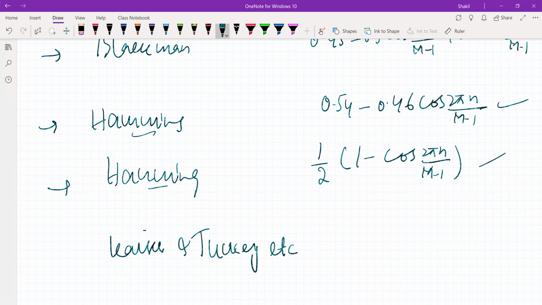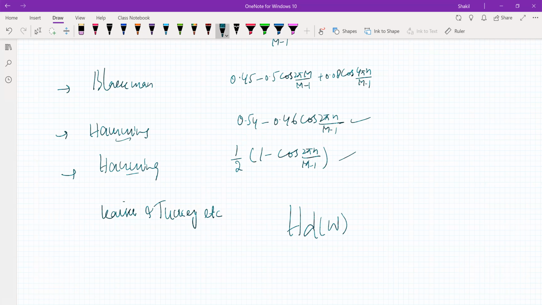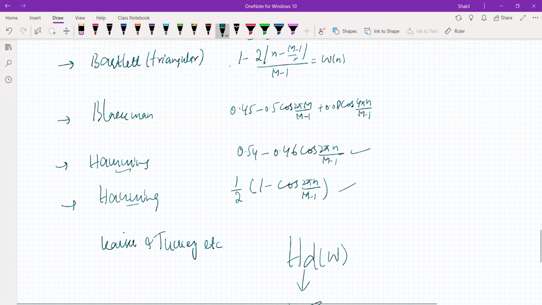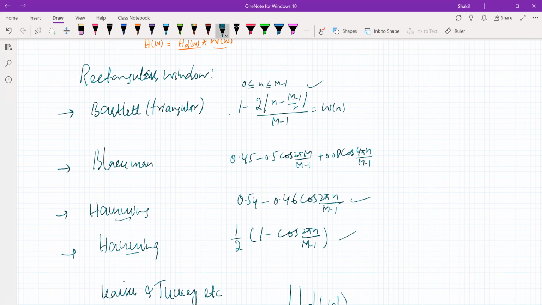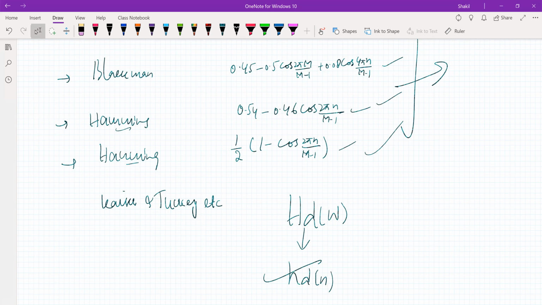So if you are given some desired filter response, the first step is to obtain hd of n, then multiply it with whichever of these windows is specified. You have to remember these windows. Whatever is specified, you multiply the two and obtain the response from 0 to M minus 1. In the next session, we'll continue the discussion on designing FIR filters.